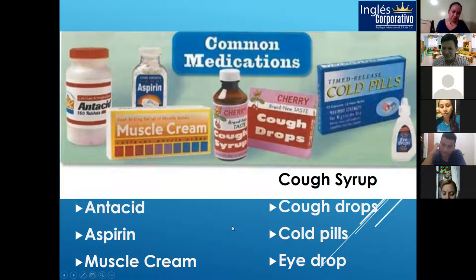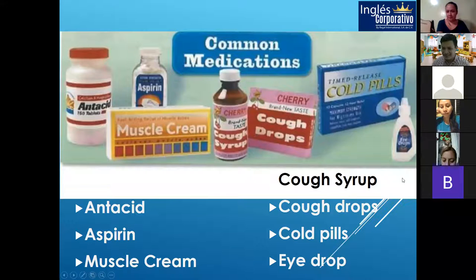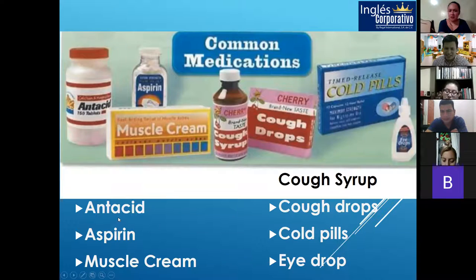Okay, somebody else got a problem with these words? Which one? The first one. Antes de. Antes. Okay, students, let's see. You can say antes, antacid. It's almost the same. Aspirin.